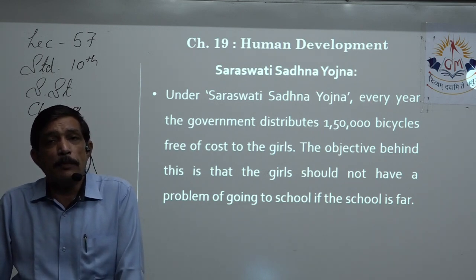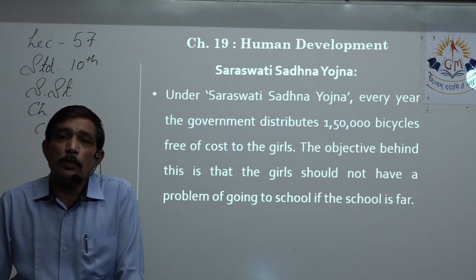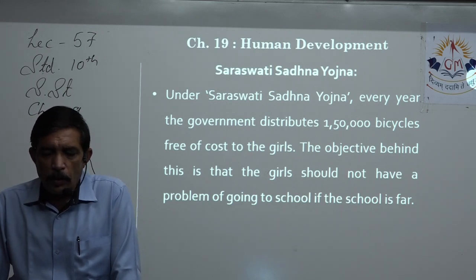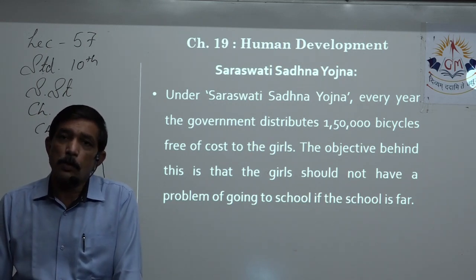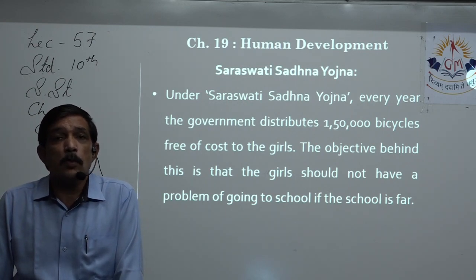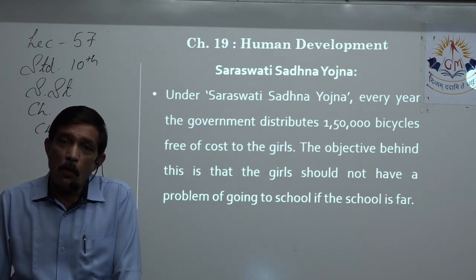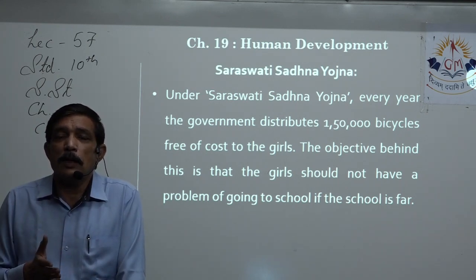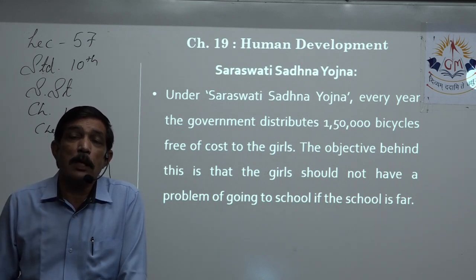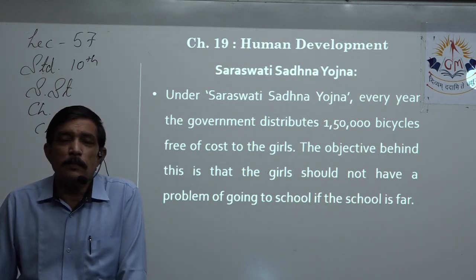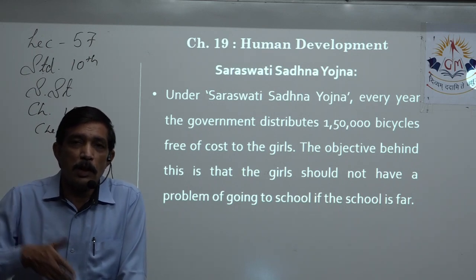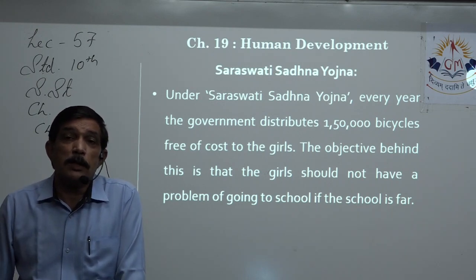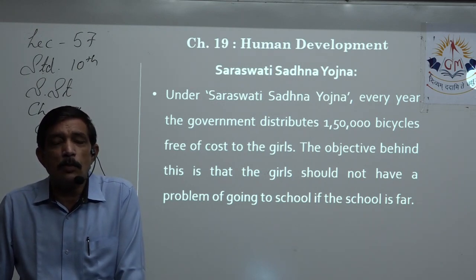So it can help them in cutting down the time required to reach school and come back home. So these girls should not have a problem of going to school if the school is far. Those areas are selected where the schools are very far off and girls have to walk a lot of distance. Because normally it doesn't happen that a pakka road, a metal road, a tar road is available everywhere. Usually in these villages they have to go through the farms, which is quite a shortcut, but even that shortcut is 2 or 3 kilometers, so they have to walk that much and go.